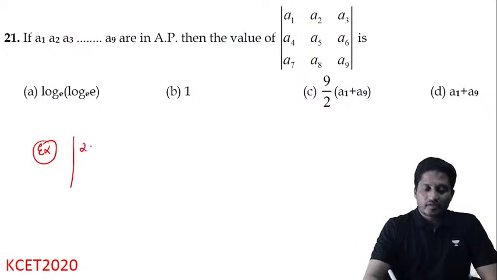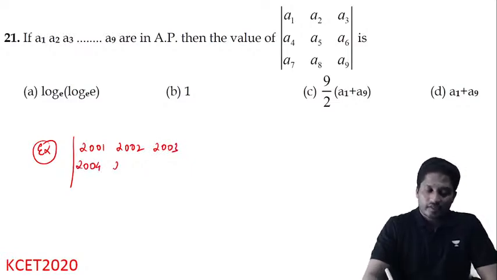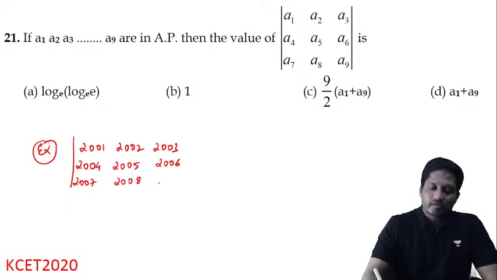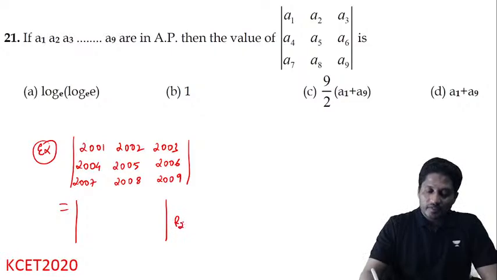Let's say you have the determinant 2001, 2002, 2003, 2004, 2005, 2006, 2007, 2008 and 2009. If you have it like this, then the value of the determinant is always 0. I can prove it. Change R2 to R2 minus R1.